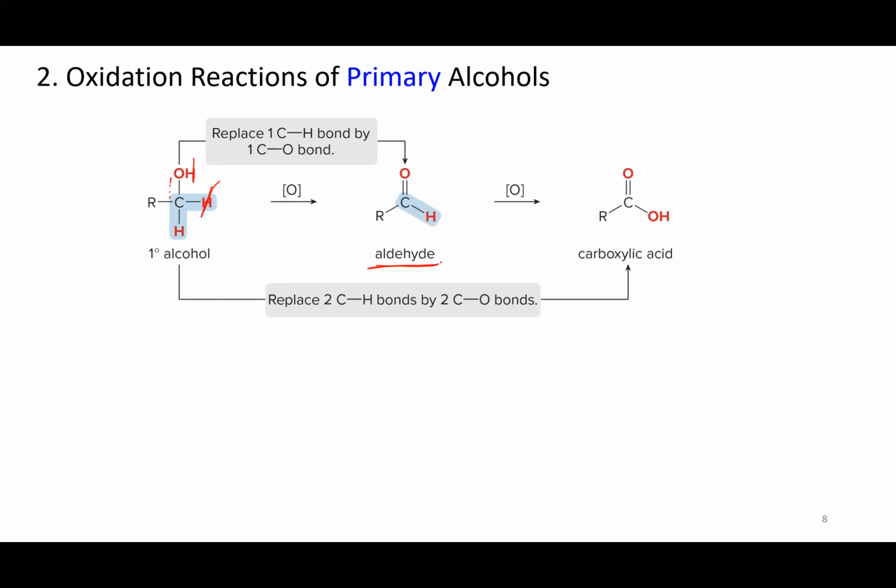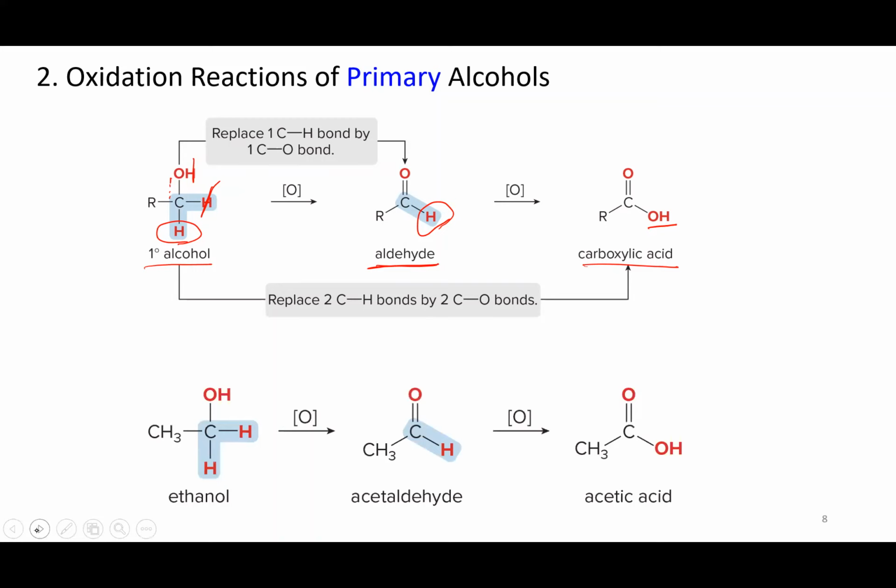Now, because I started with a primary alcohol, I have a remaining hydrogen that is present here in this aldehyde. So that means I can carry out another oxidation step. This is going to look a little different from the first one, but it's the same idea in that I am going to increase the number of carbon-oxygen bonds. So then I can replace this hydrogen with this OH group to give me a carboxylic acid. So what this means is that primary alcohols can be oxidized into an aldehyde, which is your intermediate, and then it can be further oxidized into a carboxylic acid.